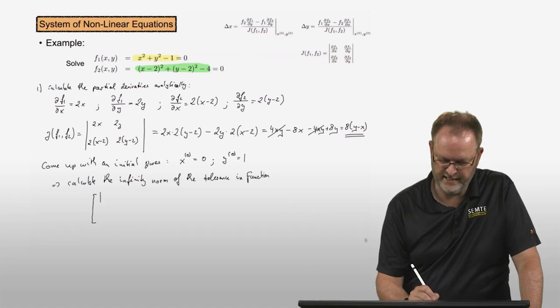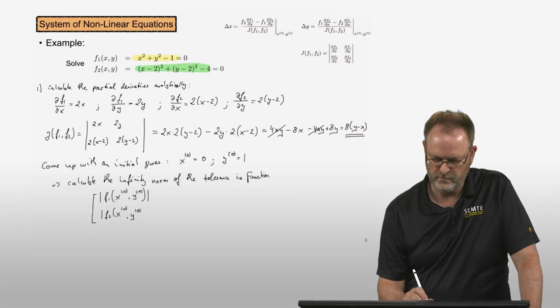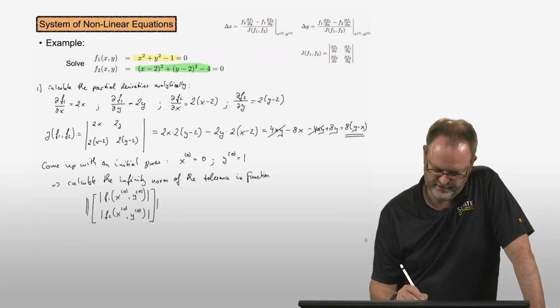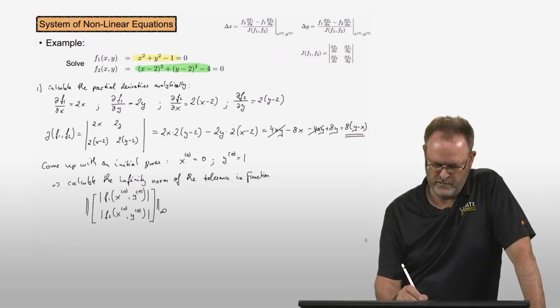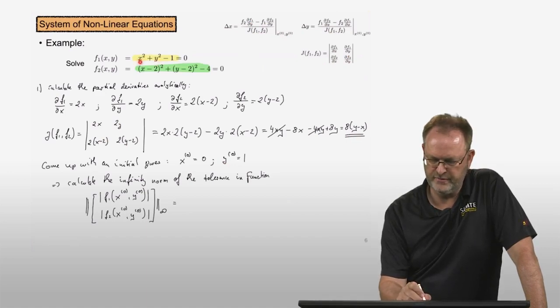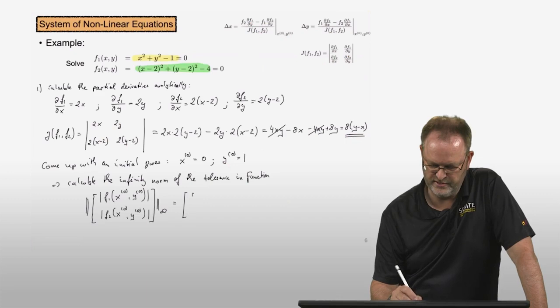It will be the absolute value of F1, where I plug in my current initial guess. Okay, that's the first entry. And the second entry is the second function, where I plug in the same initial guess. I want to calculate the infinity norm of this. So let's do this. F1, if I plug in 0 and 1, that's 0, plus 1 squared is 1, minus 1, that's 0. Okay, so the first entry here is 0.